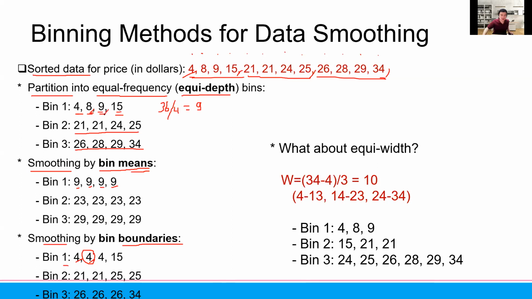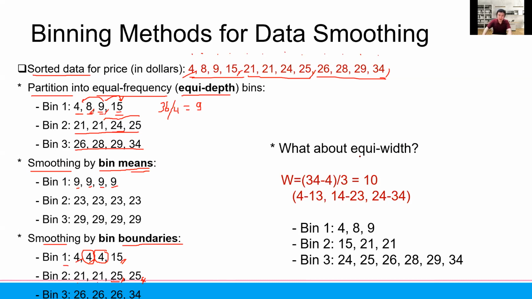What about the next, 9? Which is closer, 9 to 4 or 9 to 15? We know that 9 is closer to 4, so we put 4 as the smoothing value. And 15, we just keep 15. What about bin number 2? It is the same: 21, 21, 25, 25. You can see for 24, we check whether the minimum or maximum is closer. 24 is closer to 25, so we put 25. So this is the smoothing by bin boundaries.